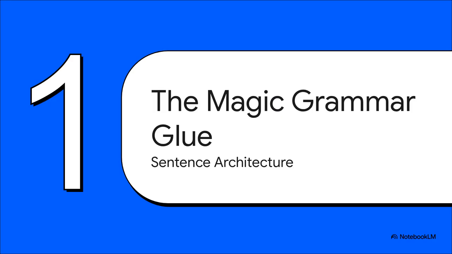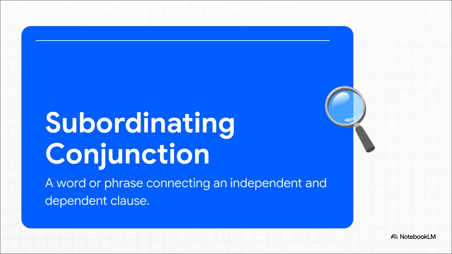Section 1, meet the magic grammar glue. I want you to start thinking about your sentences kind of like architecture. And every good architect needs to know their basic building materials, right? So, here is our core definition. A subordinating conjunction is a word, or sometimes a short phrase, that acts as this magic glue. Its job is to connect an independent clause, which is a complete, sturdy sentence on its own, with a dependent clause, which is an incomplete sentence. These words are literally the adhesive that holds our foundational language blocks together and gives them deeper meaning.